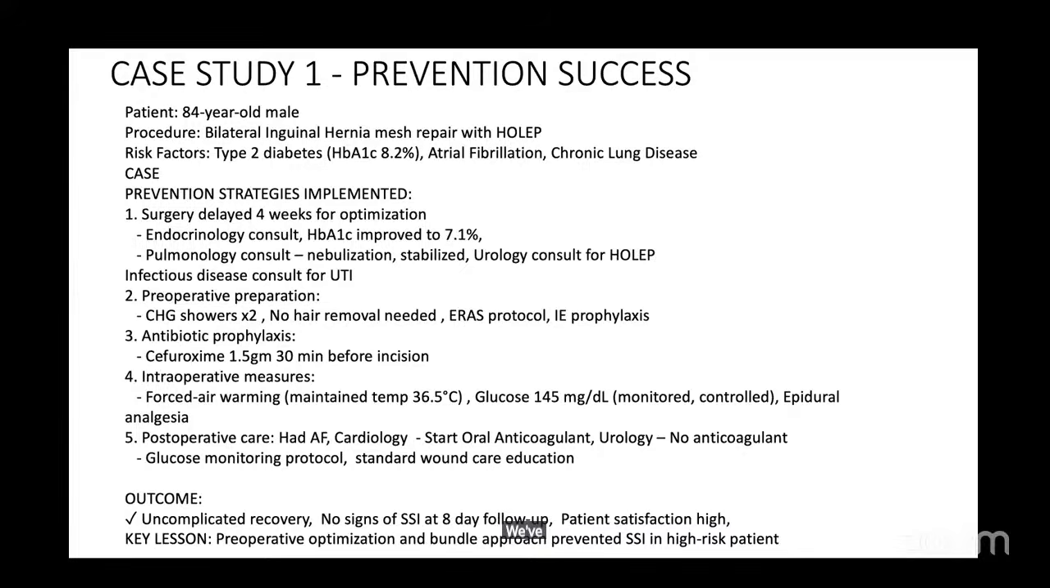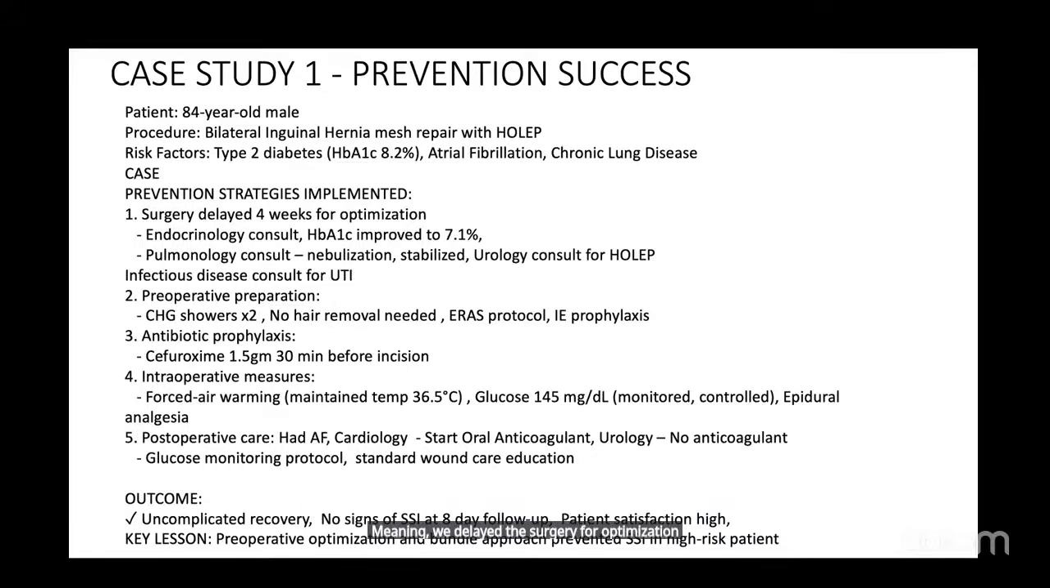So two of our patients here. One patient we recently operated on, an 84-year-old male, we did a bilateral inguinal hernia mesh repair along with HoLEP for prostatic hypertrophy. Now, this patient had type 2 diabetes. He's a known case of atrial fibrillation and has chronic lung disease. If you look at it, the hernia repair is a clean case by itself, but the intervention for the prostate makes it a clean-contaminated surgery. And that was done because the patient had a UTI.